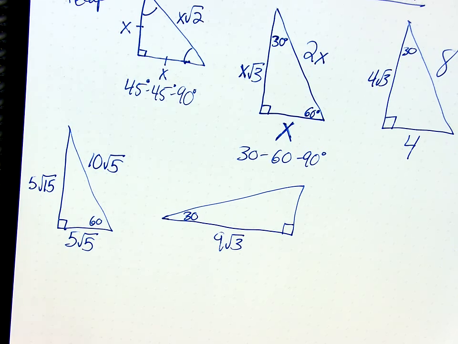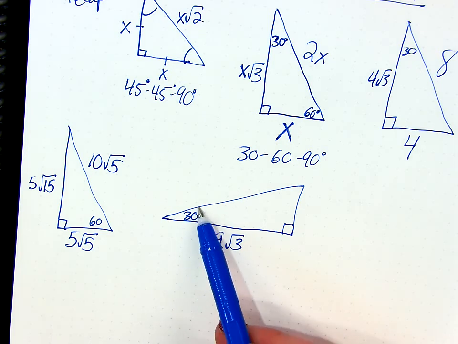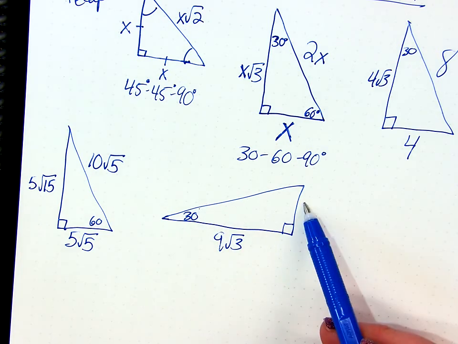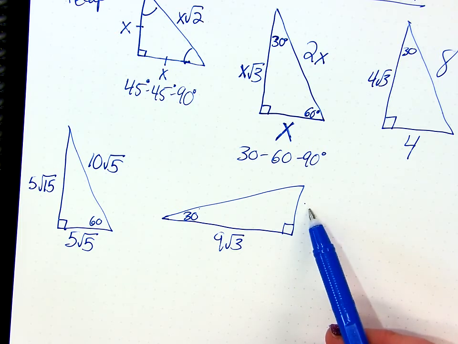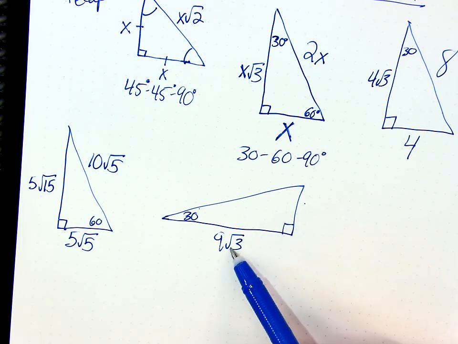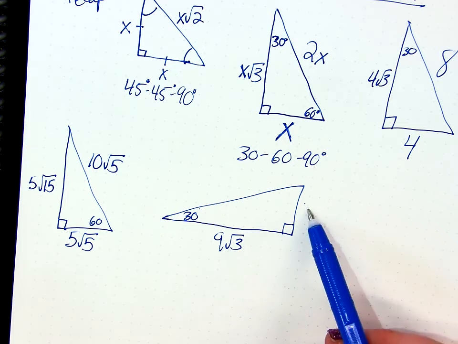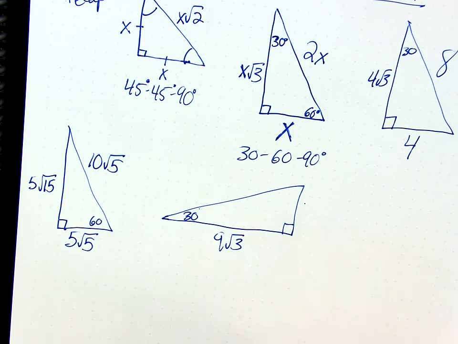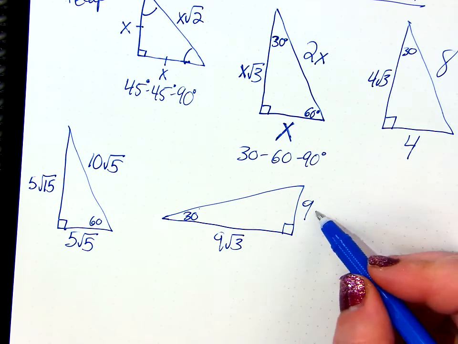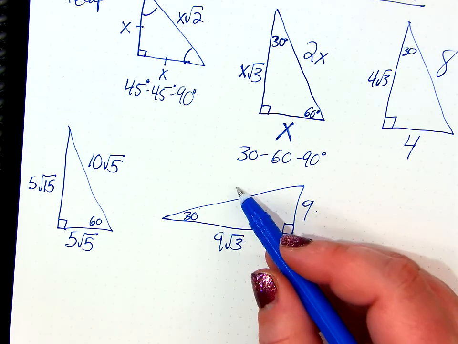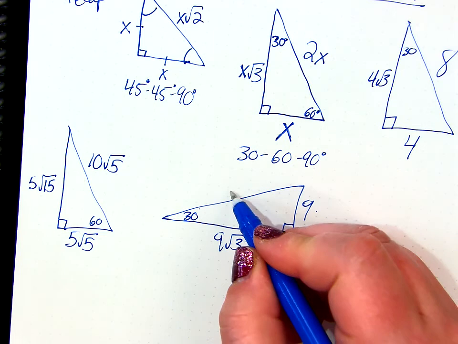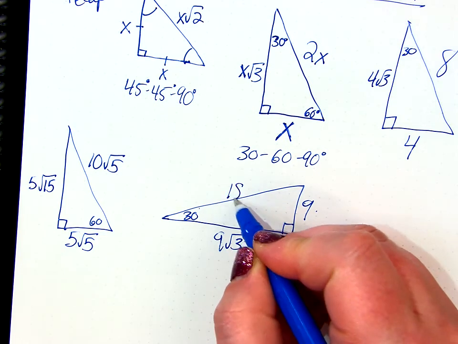So again, get your bearings in order. Ask yourself, well, who is the shortest side? It's always across from the 30-degree angle, right? So here's my 30-degree angle. This is the short side. Normally, I take the short side and I times it by root 3 to get this one. So that means this must have been 9. And now that I know the short side's 9, that means the hypotenuse is what? 18.